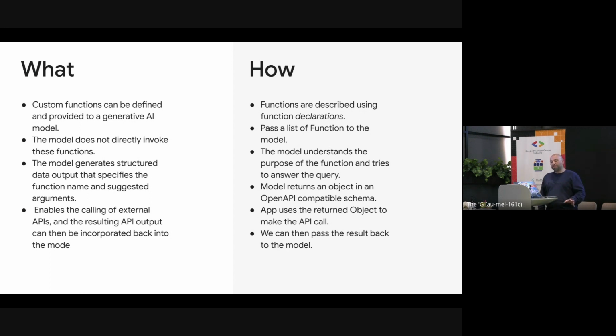And then it allows us to call the API with that specific structure. How do we do that? Well, we define the functions that we want to pass in. We pass them as a list if we want to. We can call multiples. The model, and that's the magic for me there, understands the purpose of the function and tries to answer the user query using that function. And then what it returns back to us is literally OpenAPI format that we can utilize. And then we pass that back.